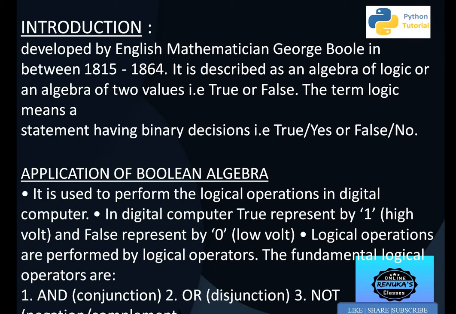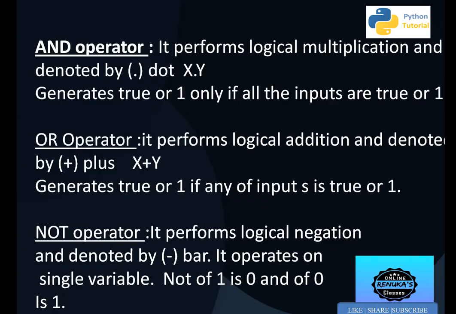So where can we use Boolean algebra? Among various applications, it is used to perform logical operations in digital computers which result in true or false. Logical operations are performed by logical operators, and these logical operators are AND, OR and NOT. So three logical operators we are going to use in Boolean algebra, that is AND, OR, NOT.